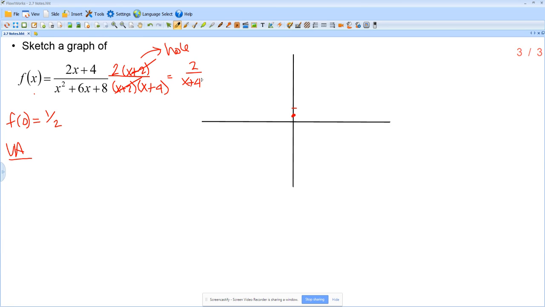Vertical asymptote. I'm looking at when this denominator is equal to 0, which would be x equals negative 4. So we go to negative 4. We draw that vertical asymptote. Horizontal asymptote. The degree on the bottom is 1. The degree on the top is 0, since there is no x there. When the bottom is larger, it's y equals 0.